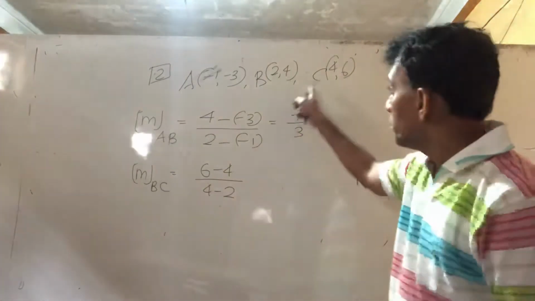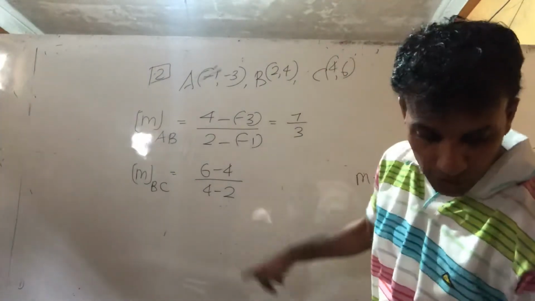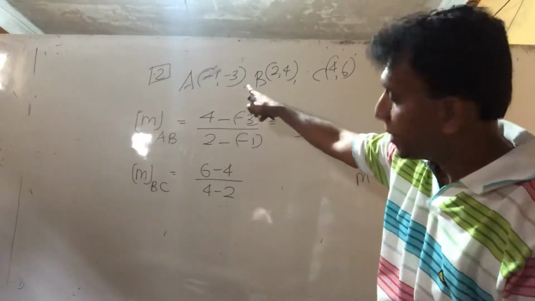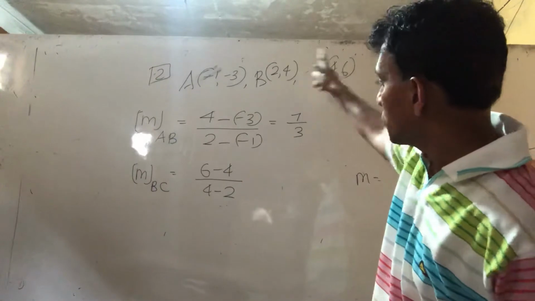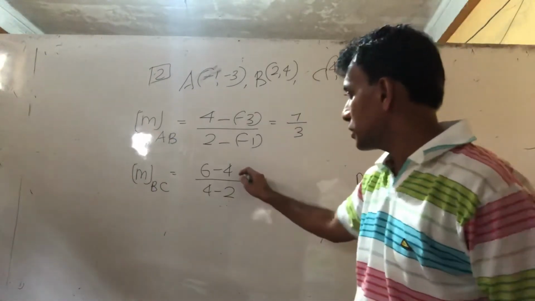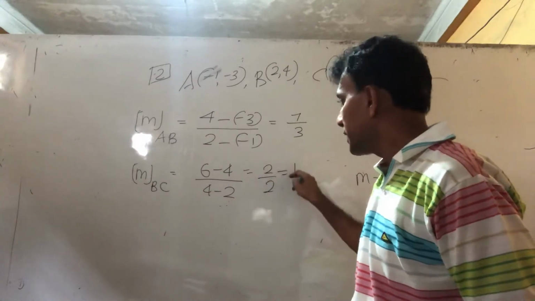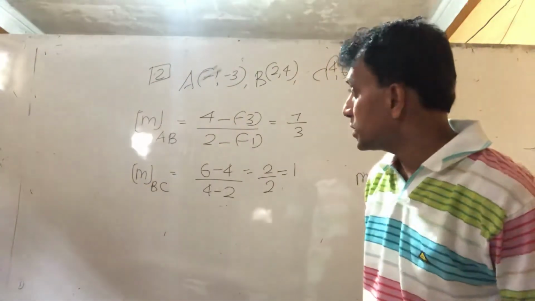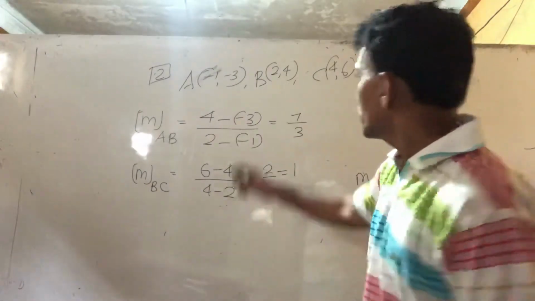Okay, the BC gradient. Here 6, here 4. The coordinates are minus 1, comma minus 3; 2, comma 4; 4, comma 6. Okay, 6 minus 4. What is the answer? 2 over 2, that is 1. The BC gradient is 1. Next, find the AC.